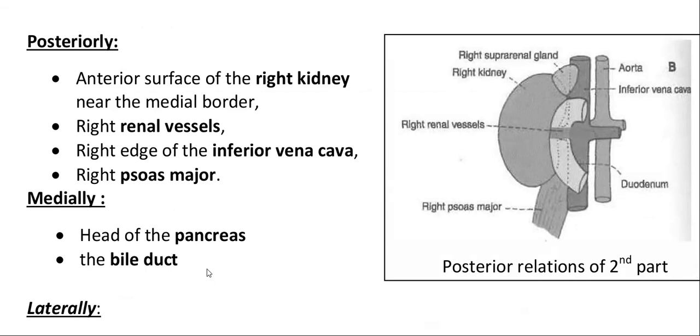Posteriorly: anterior surface of the right kidney near the medial border, right renal vessels, right edge of the inferior vena cava, right psoas major.